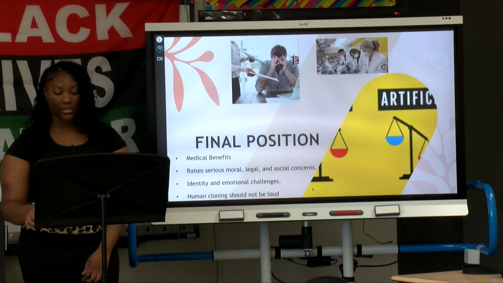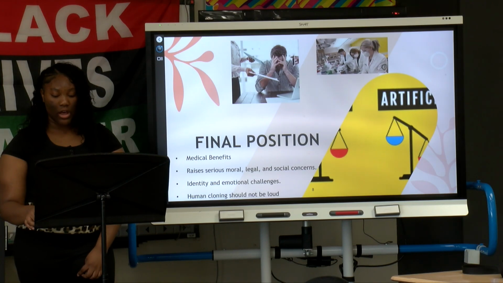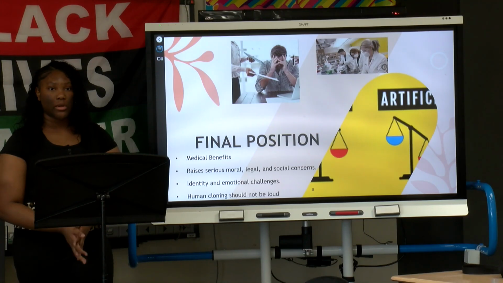Until strong laws and ethical rules are created to protect human dignity as well as the outcomes of life for a clone, cloning should not be allowed.